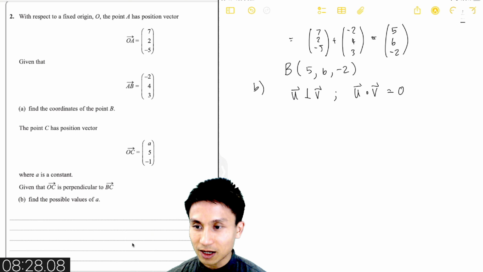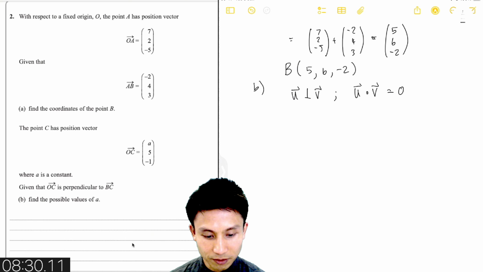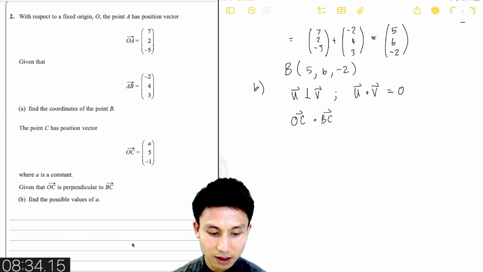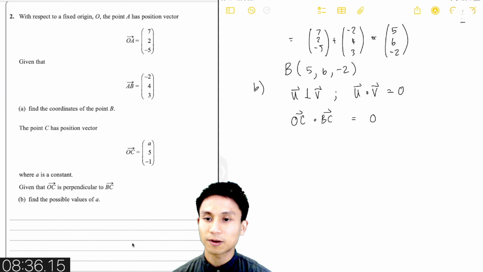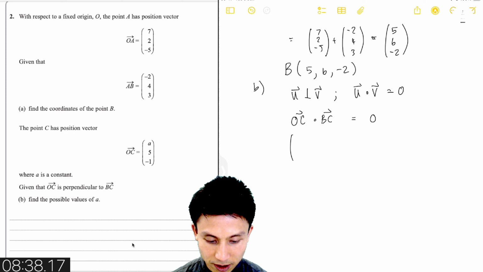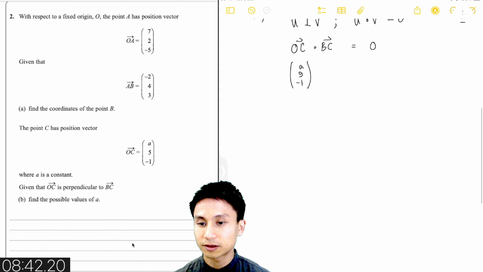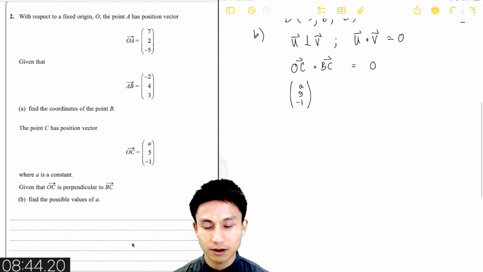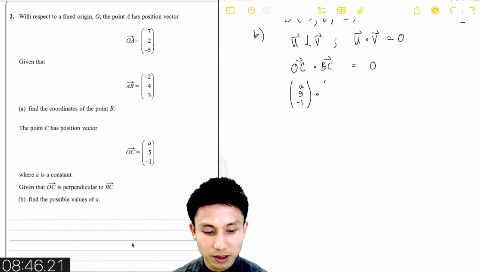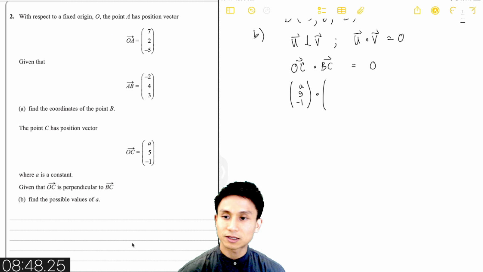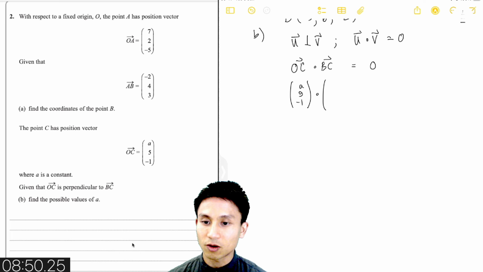So we can say here, because we are given that OC dot BC is 0, and OC is A, 5, minus 1 as given there from the question. And then BC, what is BC? Do we know BC yet? We know the point B already, but we don't know point C.